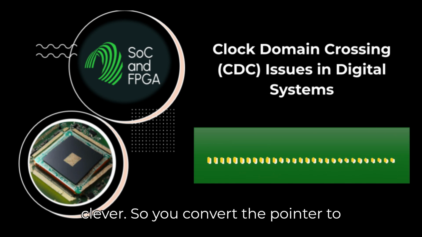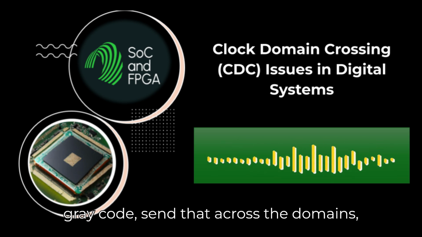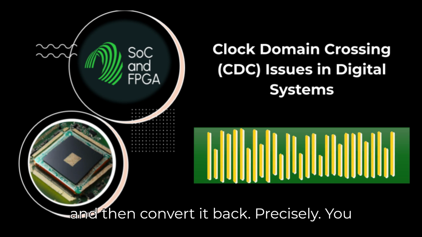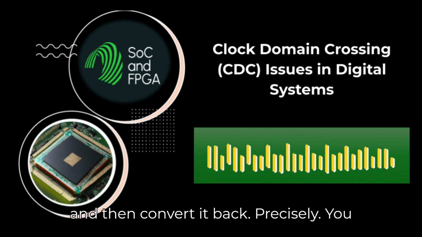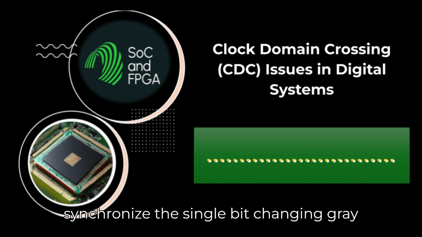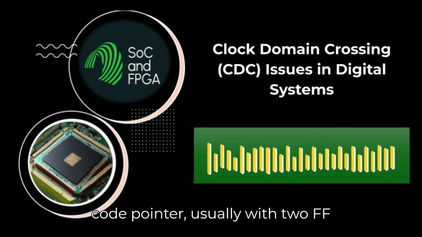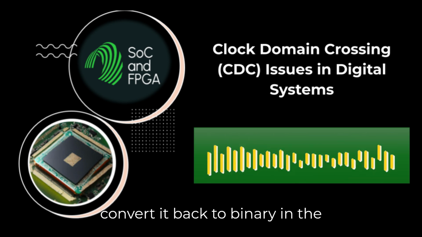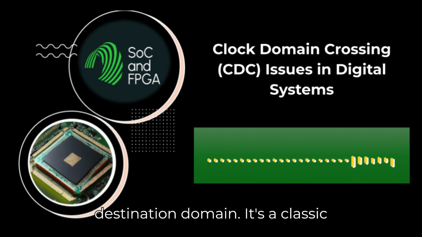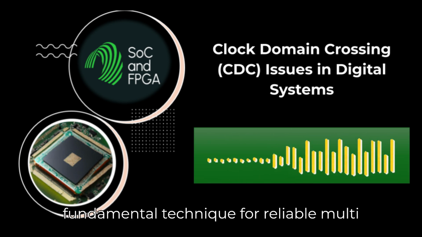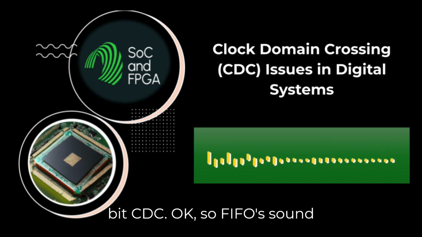Wow. That's clever. So you convert the pointer to gray code, send that across the domains, and then convert it back. Precisely. You synchronize the single-bit changing gray code pointer, usually with two FF synchronizers on each bit, and then convert it back to binary in the destination domain. It's a classic fundamental technique for reliable multi-bit CDC.